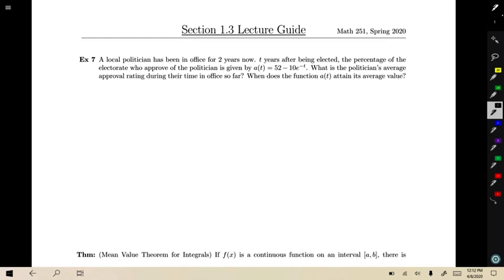All right, we have one last video for section 1.3. We're going to do an example relating to average value, and then we are going to go ahead and state the mean value theorem for integrals.